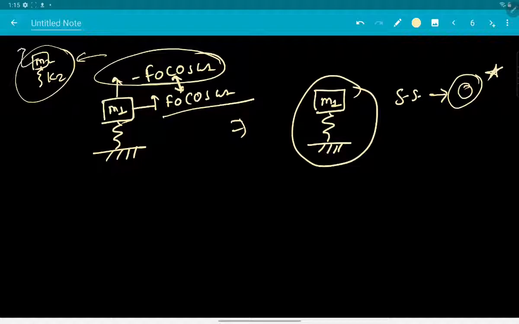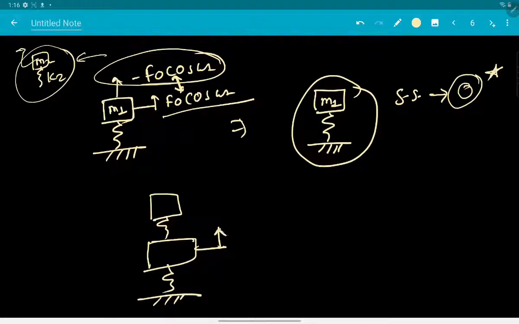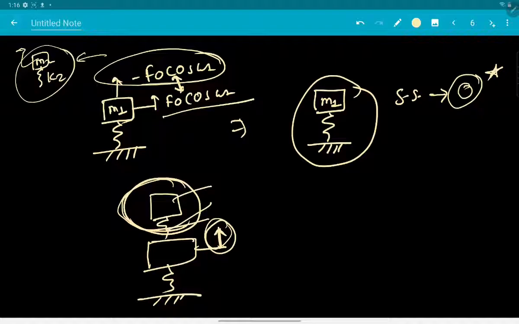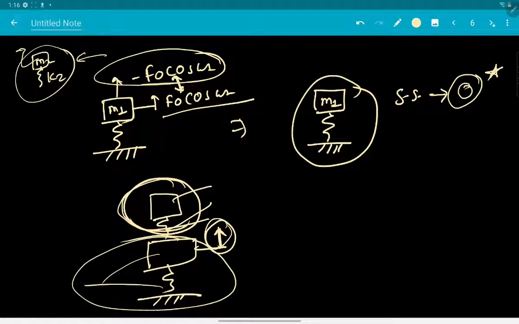However, mass number 2 is moving. By adding this additional spring mass system, whatever spring force is acting is contained in this secondary spring mass system, and the primary spring mass system remains as is. It is not vibrating at all. All the effect is contained by the secondary spring mass system attached to it, which is also called an absorber. Since it doesn't have any damping, it is called an undamped vibration absorber.